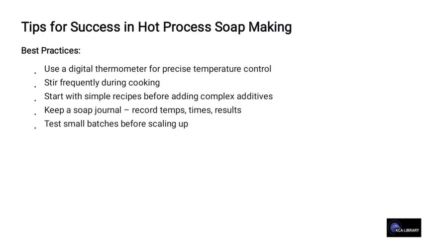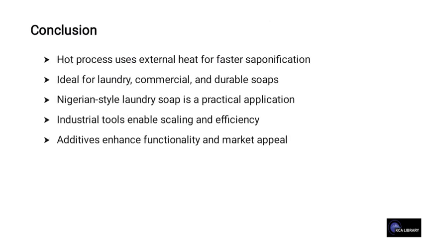Tips for success in hot process soap making: use a digital thermometer for precise temperature control. Stir frequently during cooking. Also, start with a simple recipe before adding complex additives. Keep a soap journal to record temperatures, times, and results. And lastly, test small batches before you scale up.